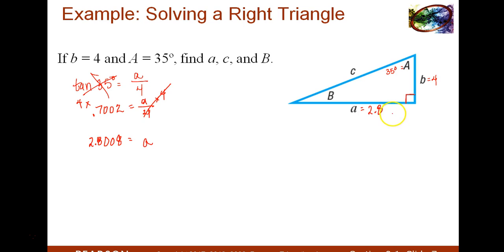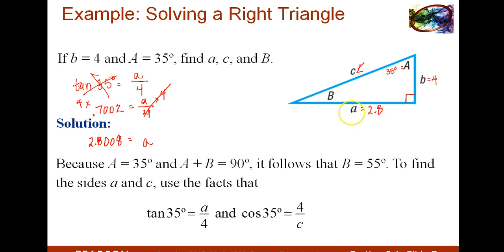And now I can use Pythagorean theorem to find C. Now, let's say you don't like to use tangent and you would rather use cosine and say, well, the cosine of a 35-degree angle is adjacent, which is 4, over the hypotenuse of C. And then you would find C and then use Pythagorean theorem to find A. Either way is fine. It's just about what you see.